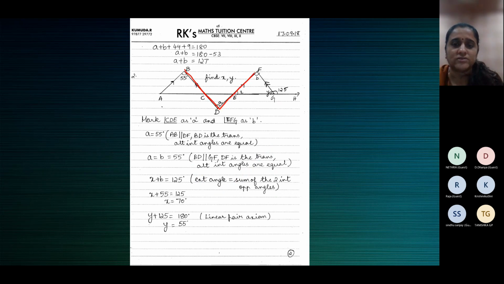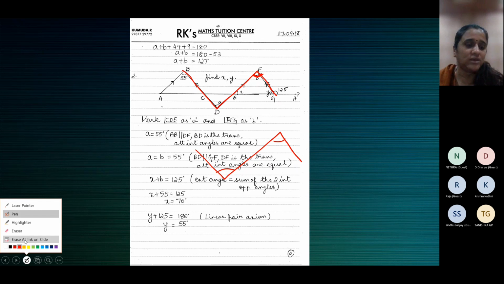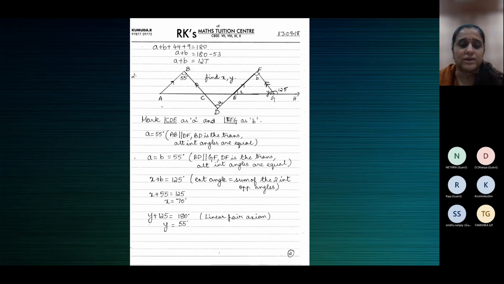Can you see this here? Double arrows, transversal, double arrows. So this is the formation: parallel line, transversal, parallel line. That Z kind of thing. Alternate interior angles are equal. A is equal to B. So you want to say that this angle is 55 degrees, so you name it B. A is equal to B because BD is parallel to GF and DF is a transversal. Alternate interior angles are equal.